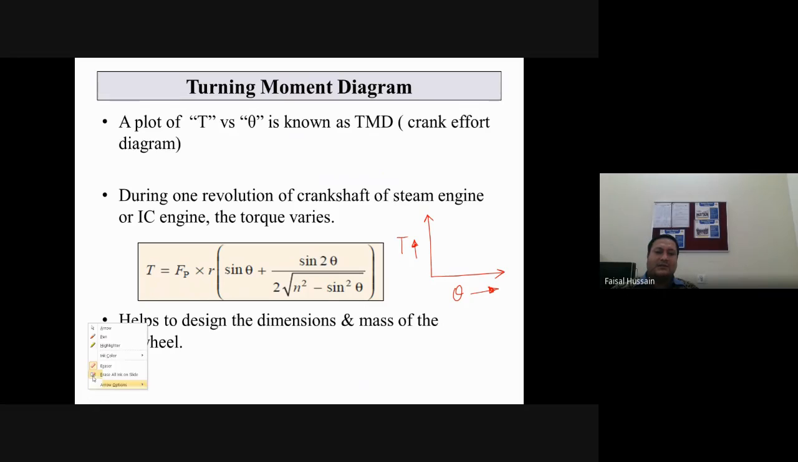analysis of linkages. So this we have studied, we have just studied this expression. And this actually is turning moment. Application of turning moment diagram is that it helps us to design the dimensions and masses of the flywheel.